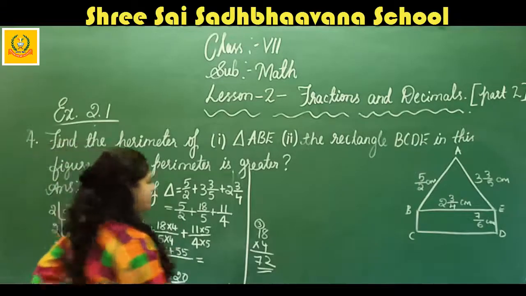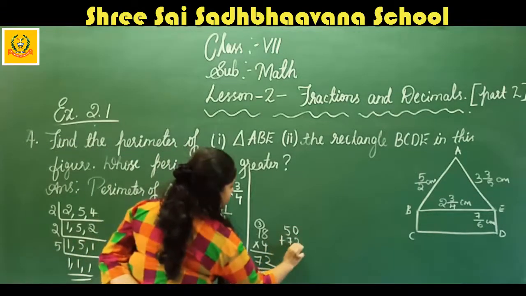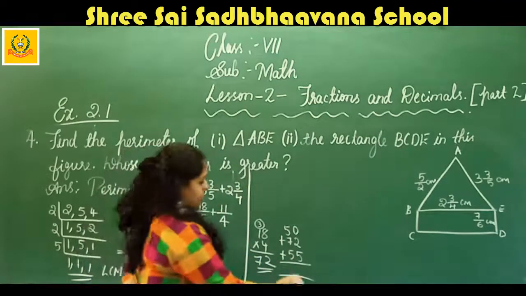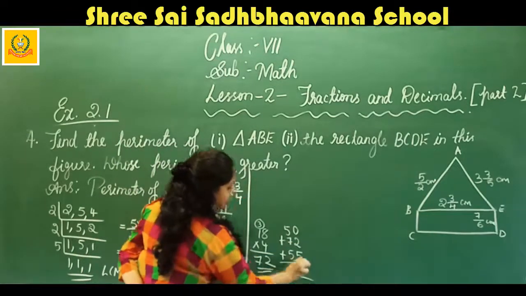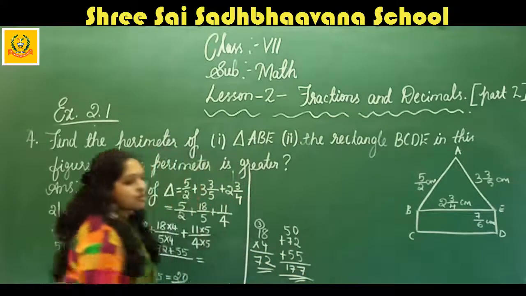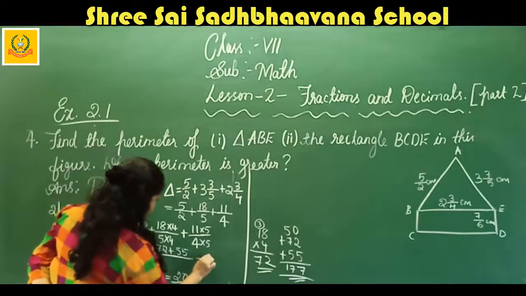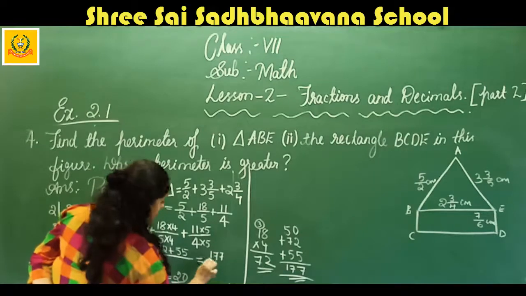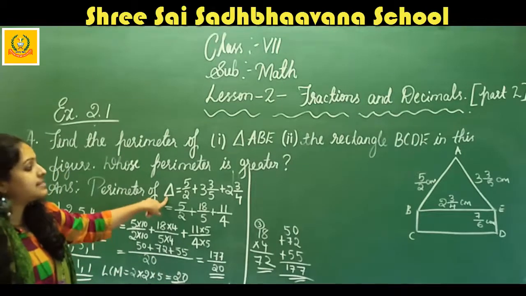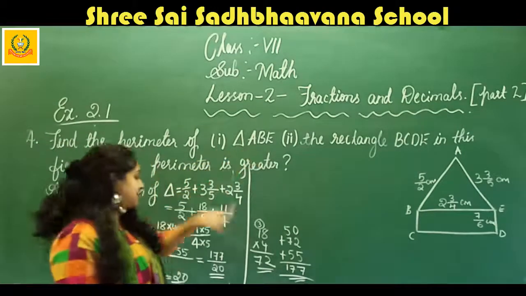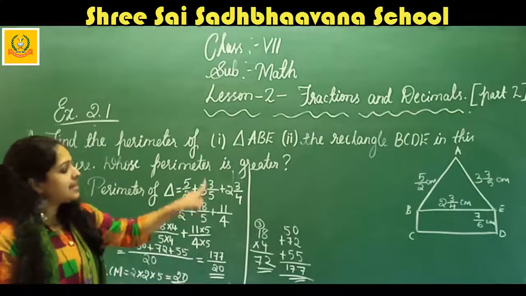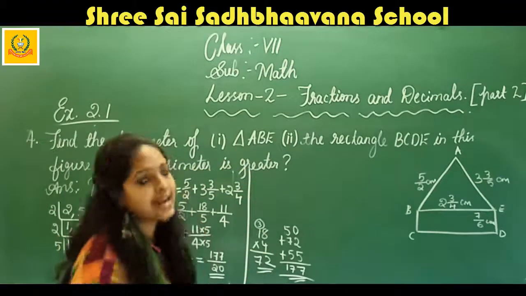So now let us add this. What and all? 50 plus 72 plus 55. Add this. 2 plus 0, 2. 2 plus 5, 7. 5 plus 7, 12. 12 plus 5, 17. So what is the answer you got? 177. So 177 by 20. This is the answer. This is the perimeter of a triangle. That is, what is the name of the triangle? ABE. This is the final answer. That is 177 by 20. Okay? Yes. Let us see what is the perimeter of a rectangle.